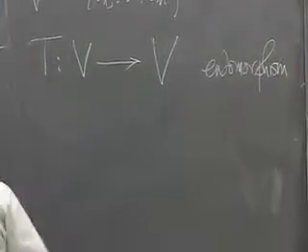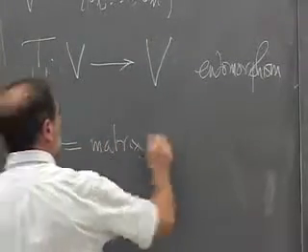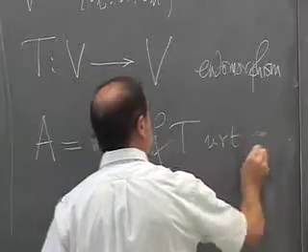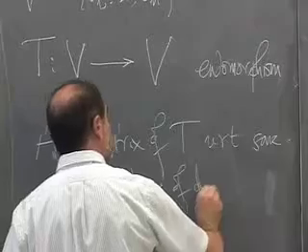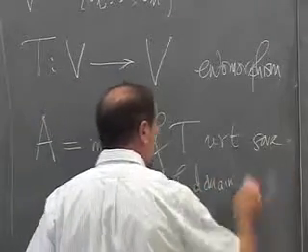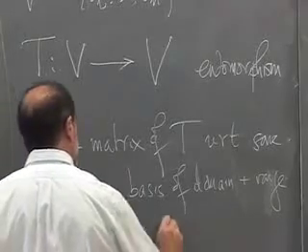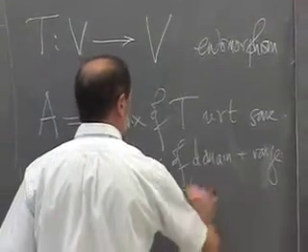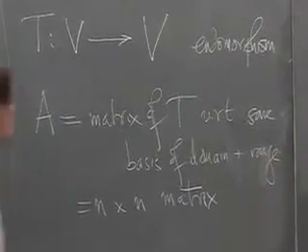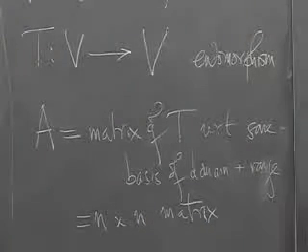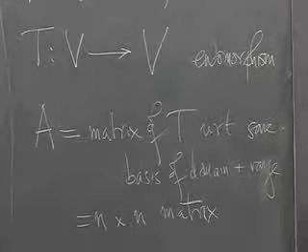Then we get a square matrix of T with respect to the same bases of domain and range. That makes sense because the domain and range are the same space. It is equal to an n by n matrix. And that's where we're really going to use this. And this is very cool.